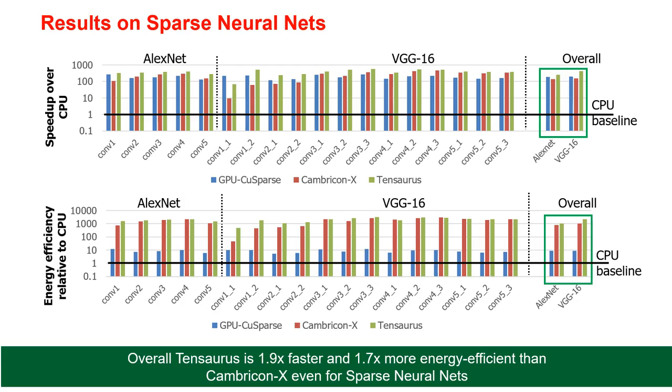Here I am showing the results on sparse neural networks of AlexNet and VGG16. We formulated the different layers in AlexNet and VGG16 as sparse-dense matrix multiplications and executed them on CPU, GPU, and Cambricon-X and Tensaurus. As we can see, Tensaurus outperforms both CPU and GPU and Cambricon-X in both performance and energy efficiency for almost all the layers. Overall, Tensaurus is 1.9x faster and 1.7x more energy efficient than Cambricon-X, even for sparse neural networks.